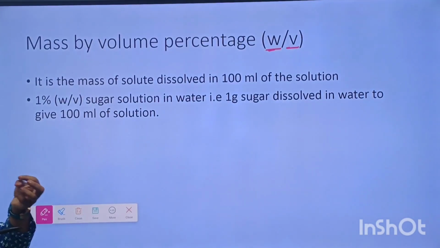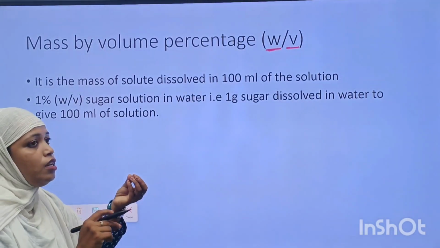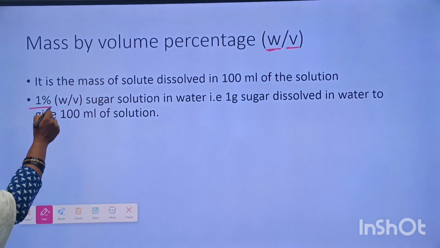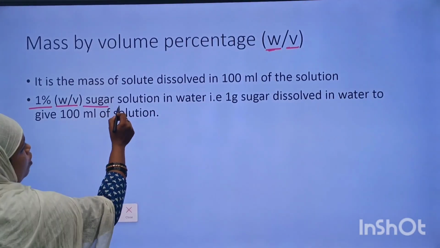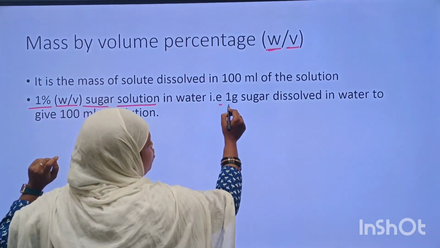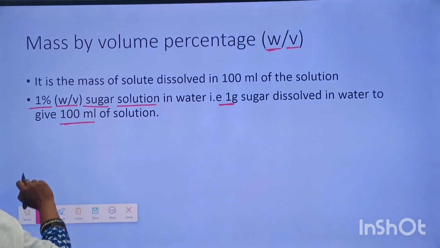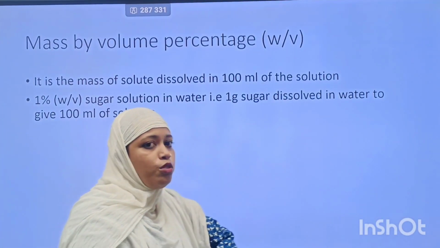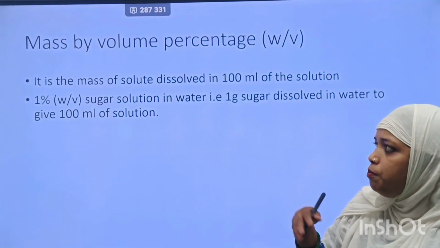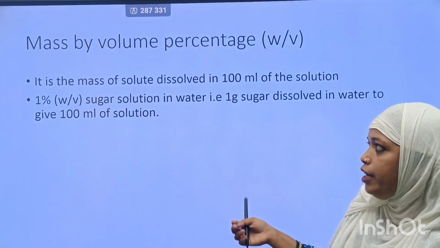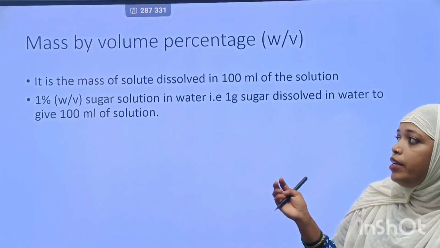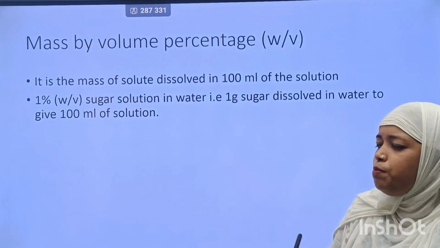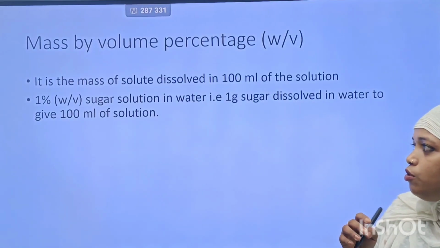Whatever solute we have, it is present in 100 ml of solution. I have given an example of a 1% weight by volume sugar solution, where 1 gram of sugar is dissolved in 100 ml of the solution. There is no particular formula for this given in your textbooks, but all the previous formulas will be applied to this. These formulas are very important for your papers, because via them we come to know the amount of solution, solvent or solute present in the solution.